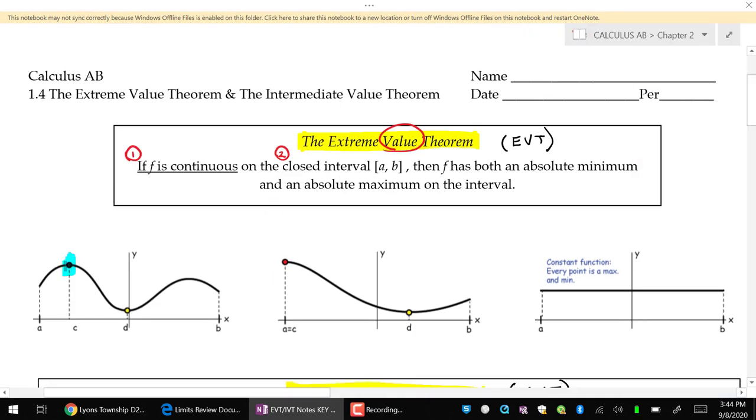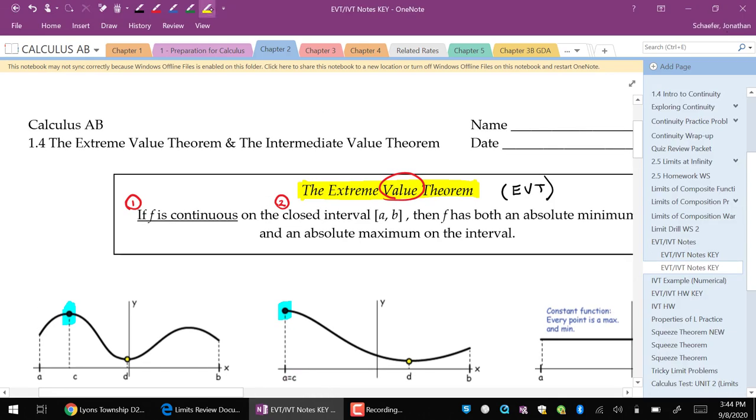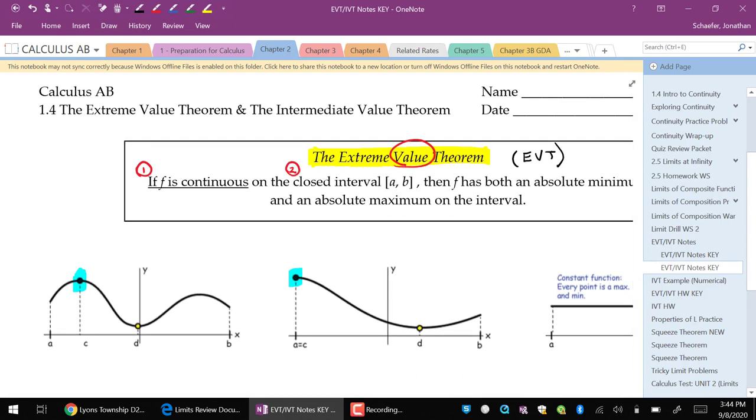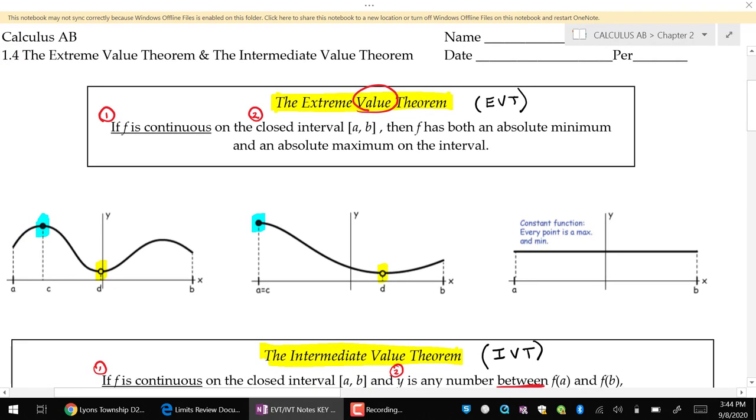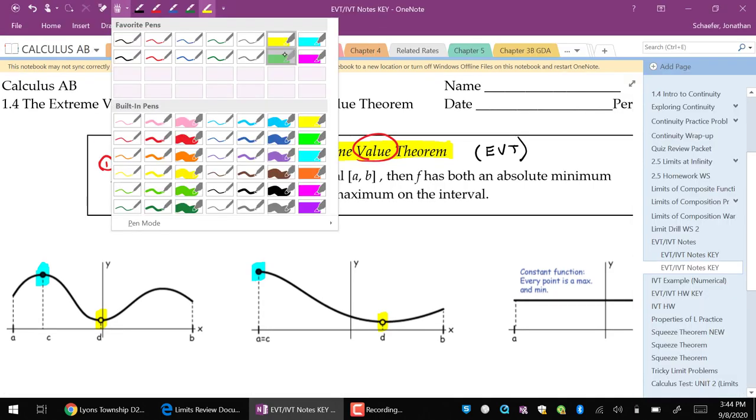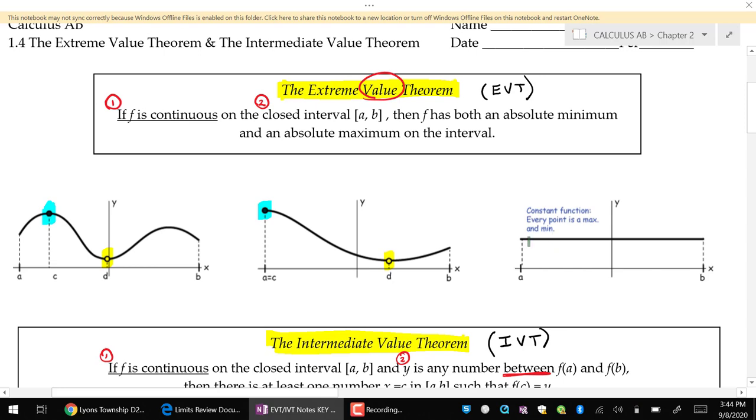So here's a maximum, and there's an absolute maximum. Notice that absolute extrema may occur at an endpoint. In the middle picture right here, the far left endpoint, that A value, is also the absolute maximum. And then the absolute minimum is marked by the yellow dot here and also here. In the case of the constant function, every single point is both max and min at the same time. So in this case, the absolute maximum and the minimum would be the exact same value.